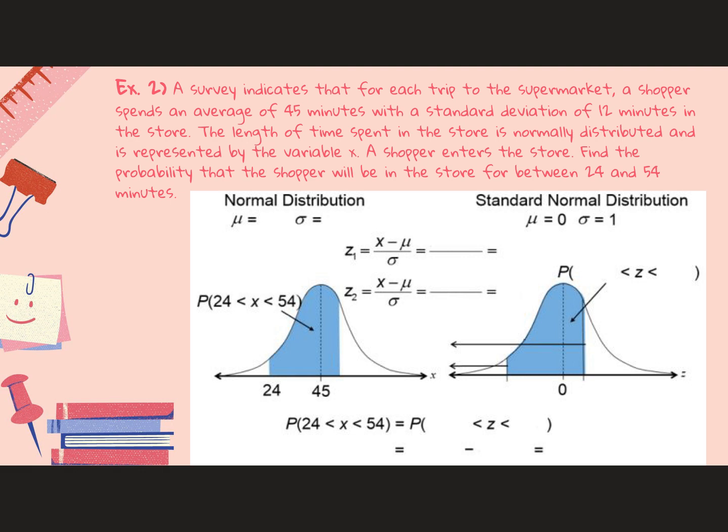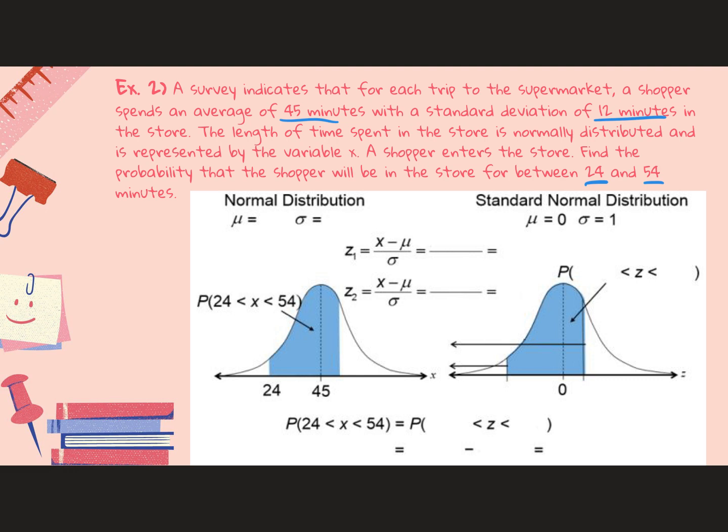Let's take a look at example 2. A survey indicates that for each trip to the supermarket, a shopper spends an average of 45 minutes with a standard deviation of 12 minutes in the store. The length of time spent in the store is normally distributed and is represented by the variable x. A shopper enters the store. Find the probability that the shopper will be in the store between 24 and 54 minutes.